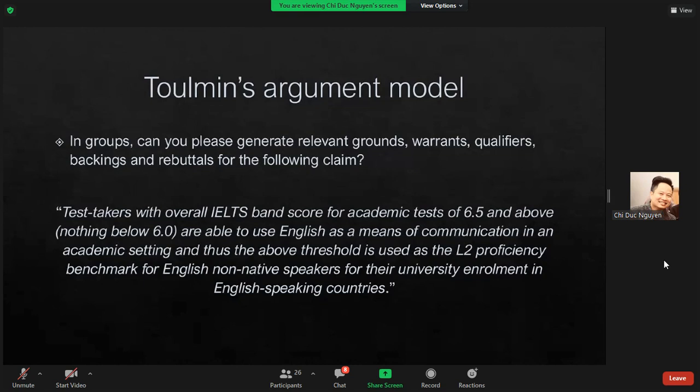And the evidence is that, okay, I have gone and interviewed and surveyed the current students who have already achieved 6.5 on the academic IELTS band score to see how they can use the language in this setting. And they all say to me that they are very able to use the language in this setting and meet all the requirements in terms of language proficiency in this setting. Is this enough? Yeah. Is this enough?